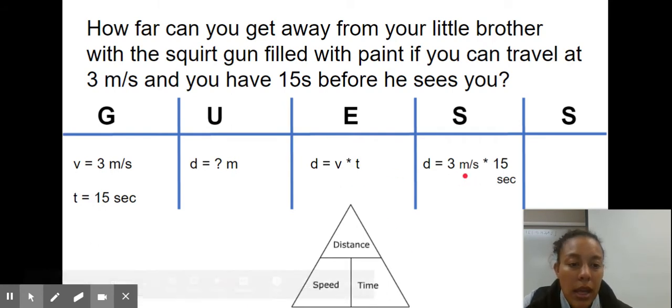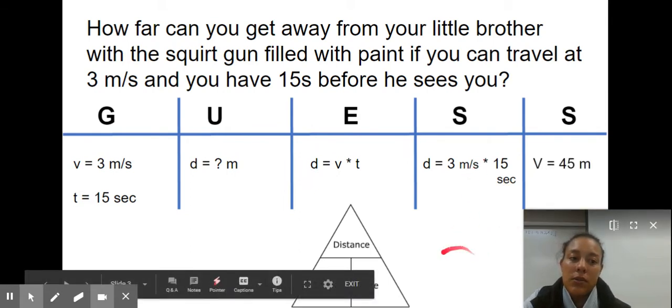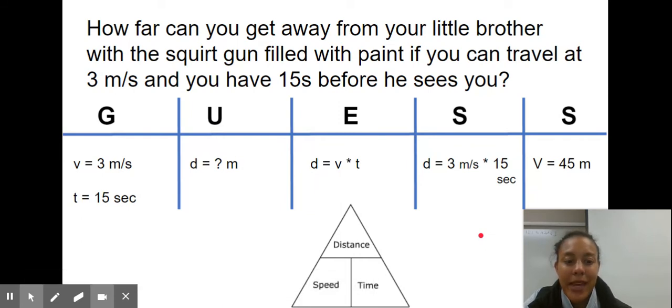I can plug in for setup. The 3 meters per second is my V. 15 seconds is my time. These seconds will cancel out, which is how I'm left with meters in the end. So those will go bye-bye. And 3 times 15 is equal to 45 meters. Hopefully that makes sense, okay?